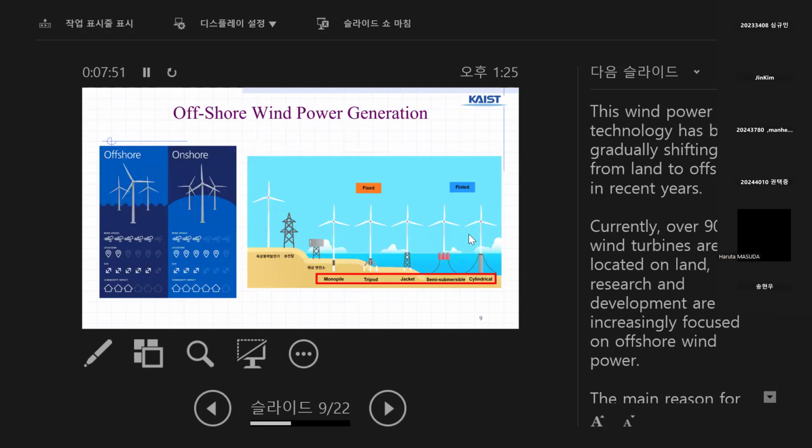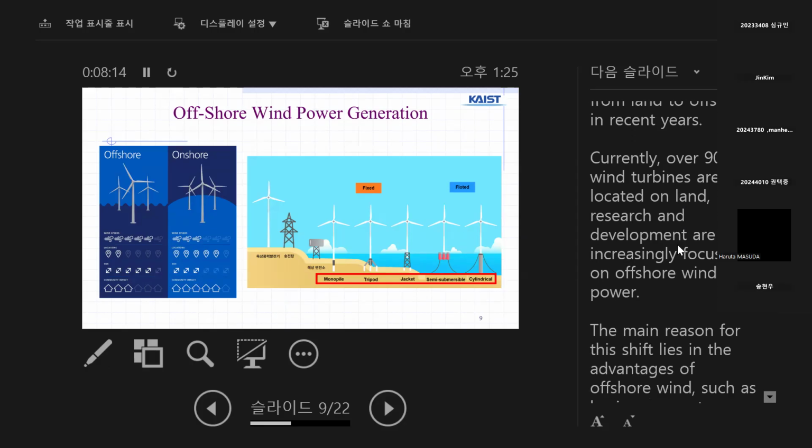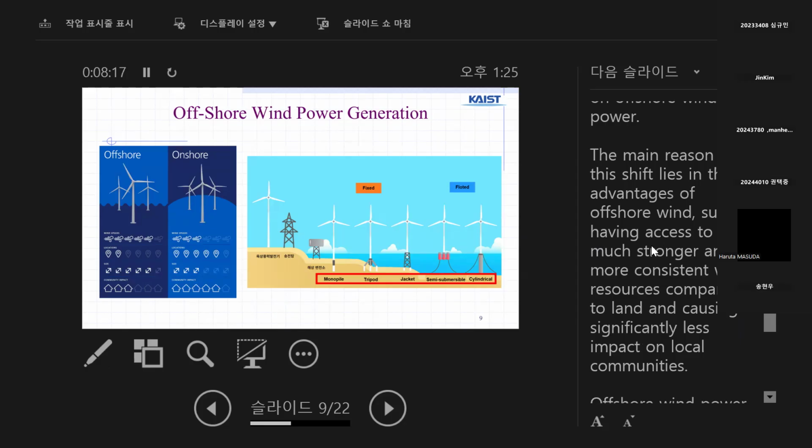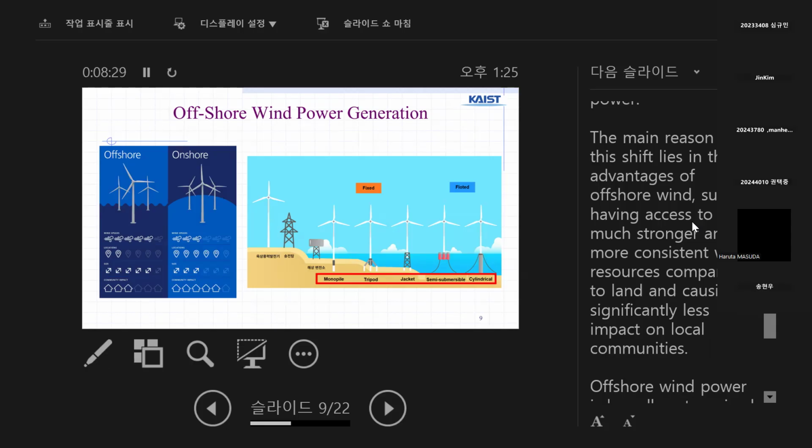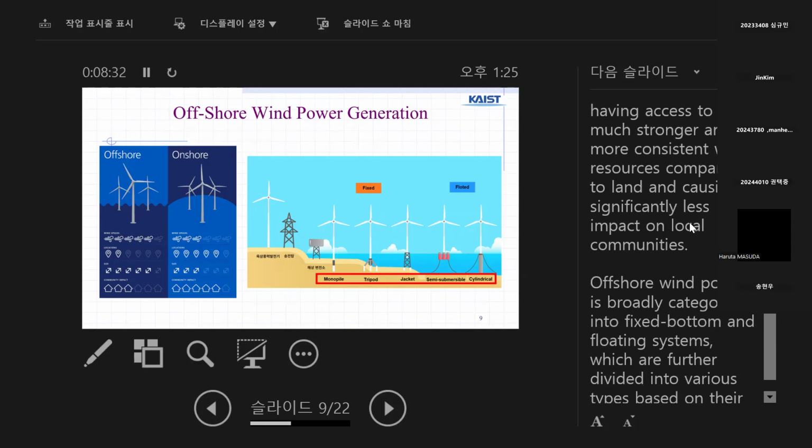So next up, offshore wind power generation. Wind power generation technology has been gradually shifting from land to offshore in recent years. Currently, over 90% of wind turbines are located on land, as I mentioned before, but research and development are increasingly focused on offshore wind power. The main reason for the shift lies in the advantages of offshore, such as having access to much stronger and more consistent wind resources compared to land, and causing significantly less impact on local communities.